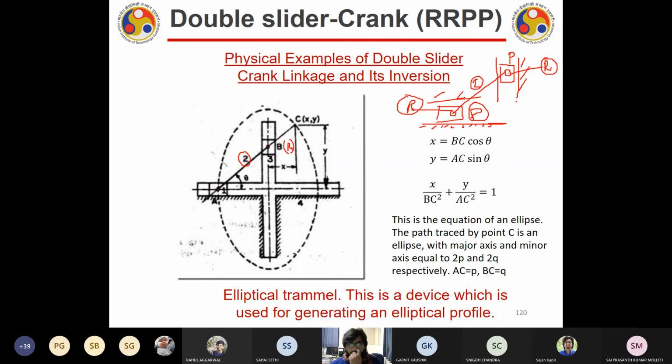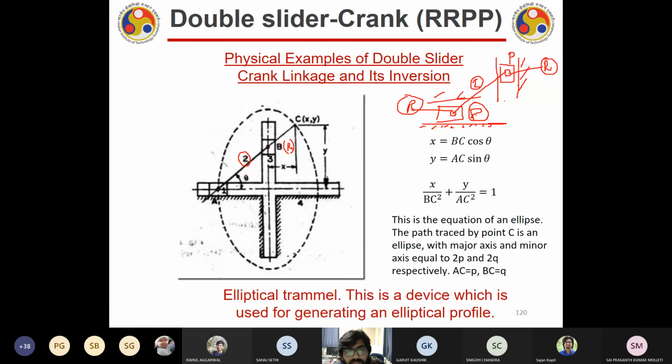Correct? So what kind of arrangement is it? Who will tell this? Anyone, please. What kind of arrangement is it? RRPP or RPRP? RRPP. RRPP. Fine. Because there is a rotary joint and a rotary joint adjacent to each other, and prismatic joints adjacent to each other. So it is RRPP.